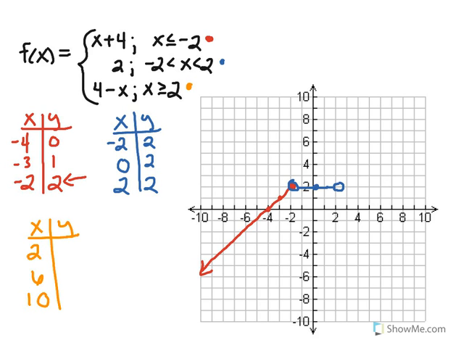So 4 minus 2 is 2. 4 minus 6 is negative 2. And 4 minus 10 is negative 6. And this point right here is going to be a closed circle. So let's plot that. And there we go. So closed circle, we have an arrow at this end because this is going to keep on going forever, and an arrow at the other end on the left because that keeps going on forever, and that's my piecewise function.